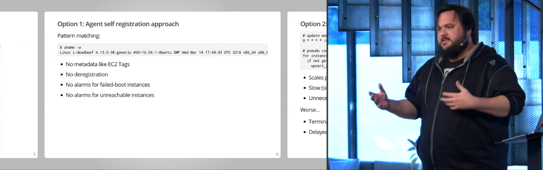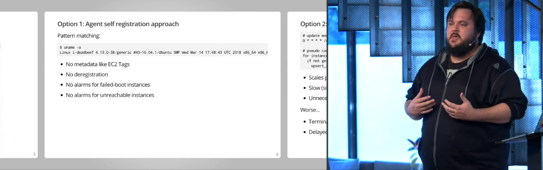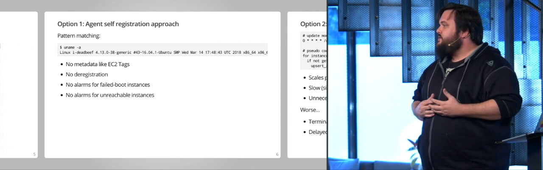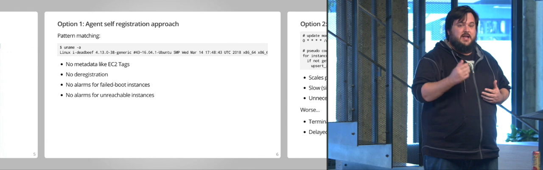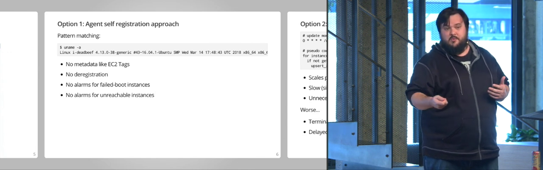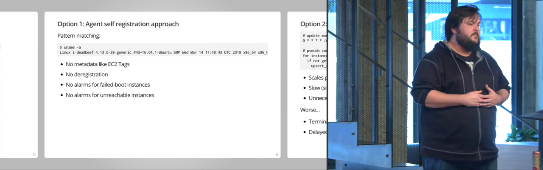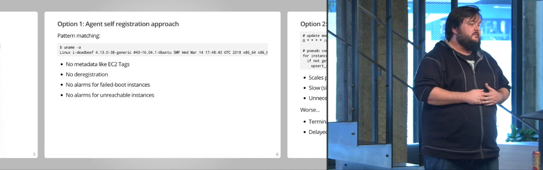We've got web servers, proxies, databases. It doesn't tell us what it is. That information is in our EC2 tags, and we want to expose that. There's no deregistration, so when an agent goes offline deliberately, we're going to get alerted on that. And there's no alarms for a failed boot.